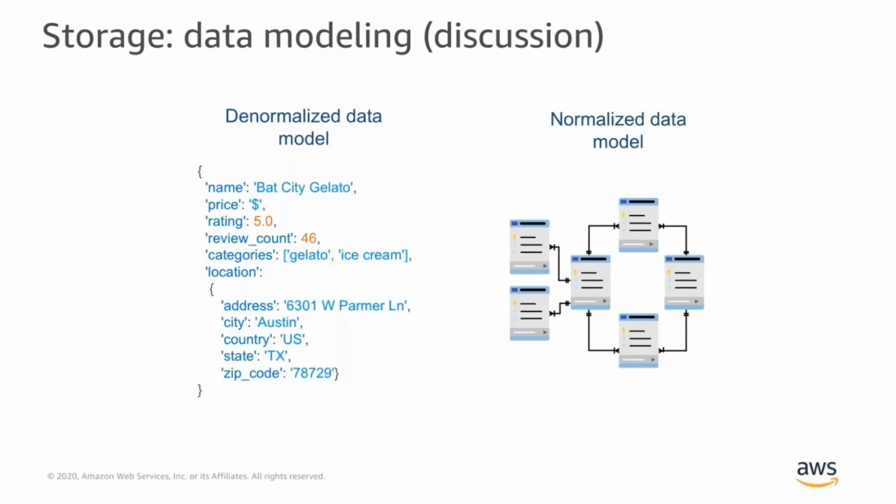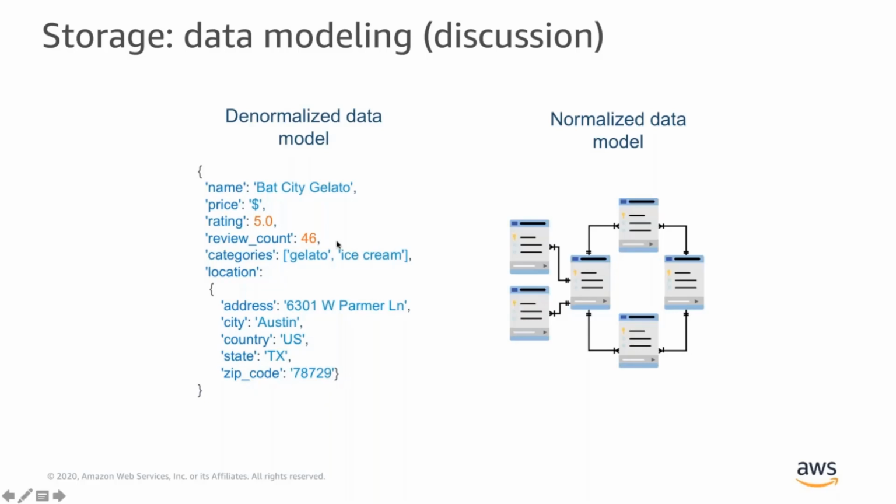Data modeling. Now, document databases, one of the key design patterns is denormalized data, versus normalization, which is really trying to reduce duplication in data and get a smaller storage size. But if you think about a denormalized data model, you're going to have repeat content. Like, although there might be multiple restaurants in Austin, you're going to store this information with every restaurant. That's an example of denormalization.